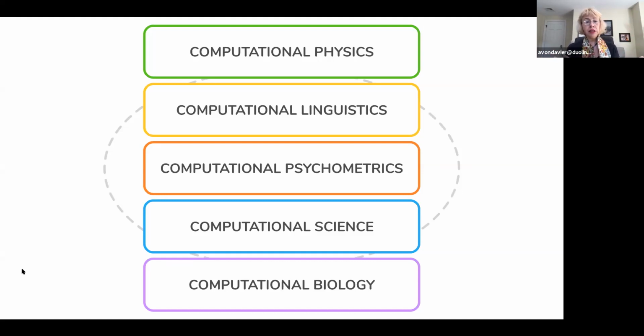So let's talk a little bit more about what I meant and how I define computational psychometrics when I introduced it. And it hasn't really changed much since 2015 when I introduced it at ICML, the International Conference on Machine Learning. So next, please.